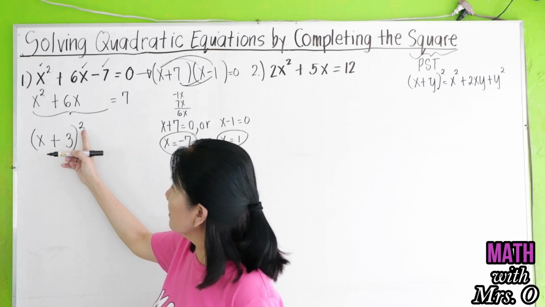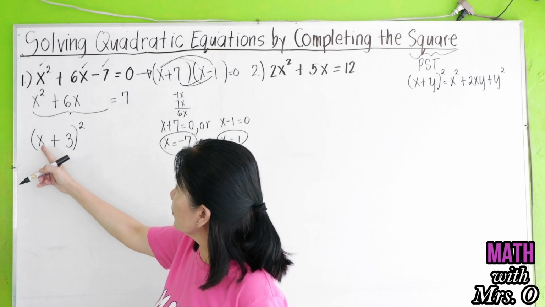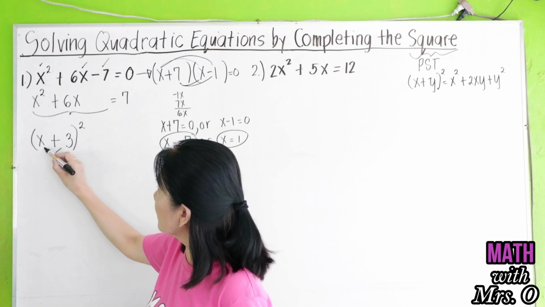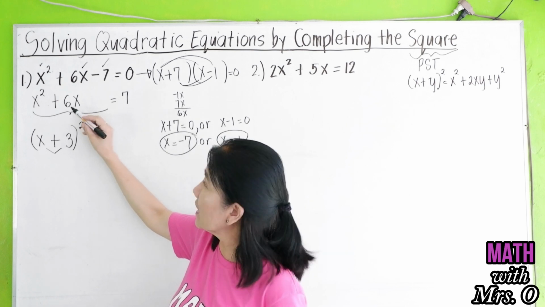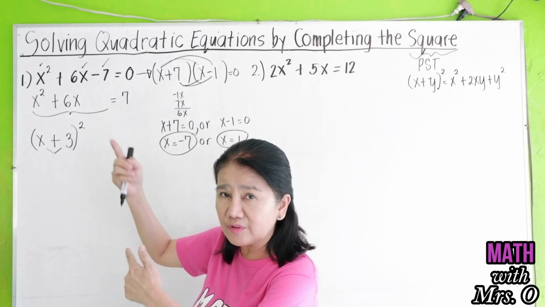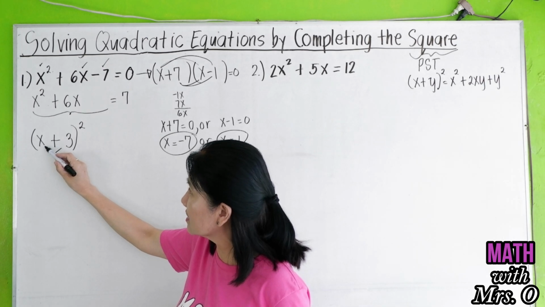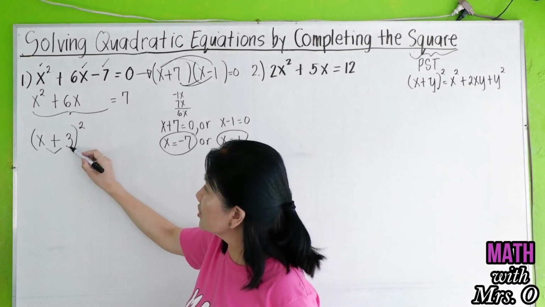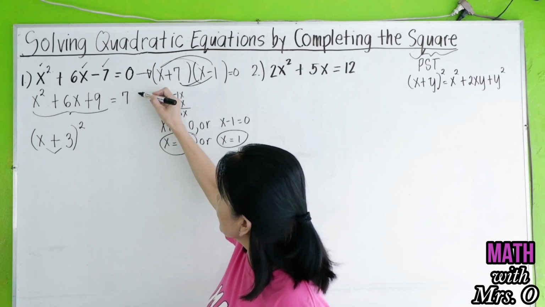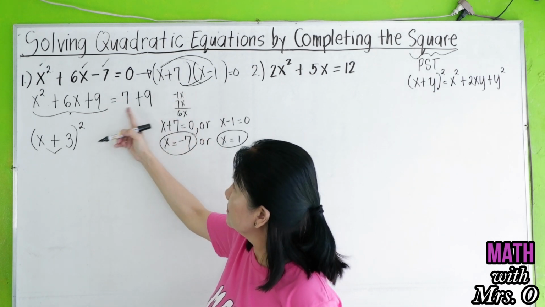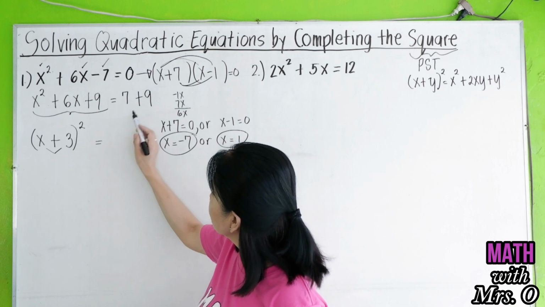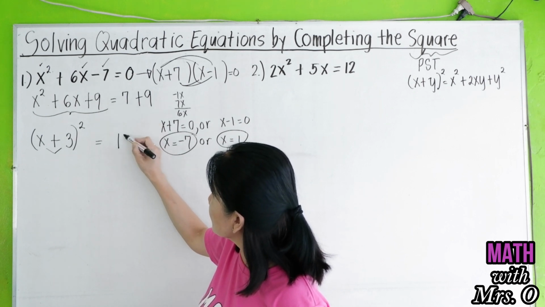Now, if you square an x plus 3, you square the first term, x squared. You multiply 3x times 2, which is 6x. That's why a while ago I divided 6 by 2 to get 3. We're doing the reverse, because when we multiply 3 times x, we get 3x times 2, that is 6x. And then you square 3, which is 9. Whatever you add to the left side, you also have to add to the right side. Why? By the addition property of equality. So add 9 plus 7, this gives you 16.